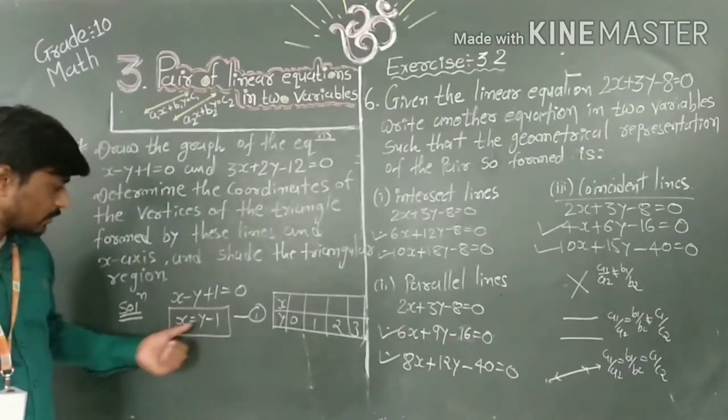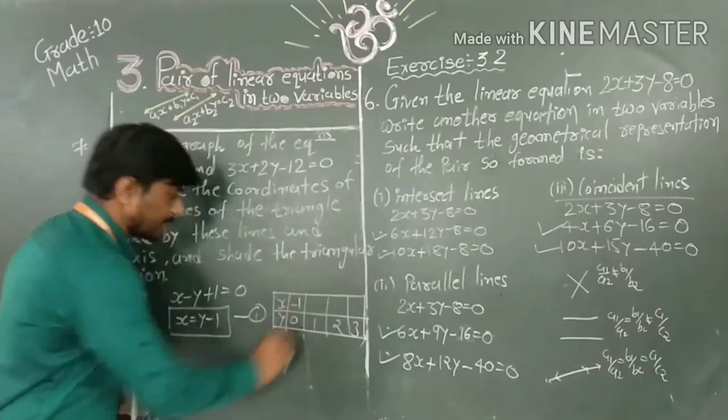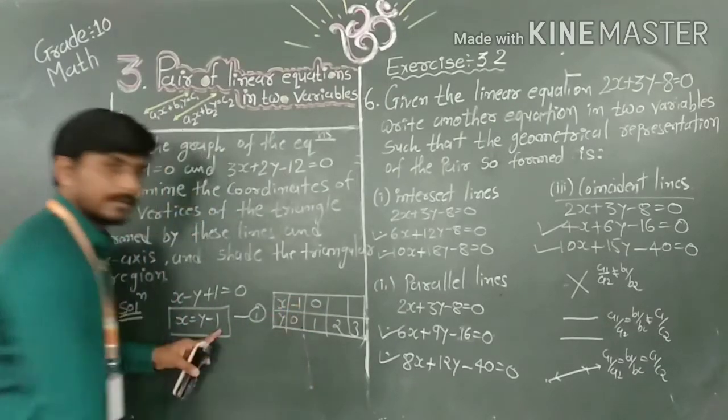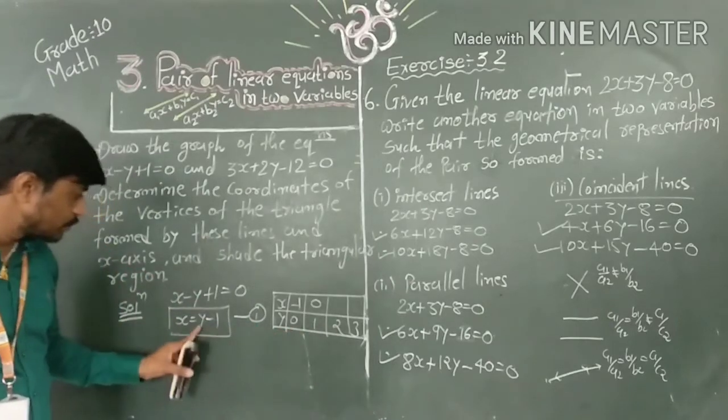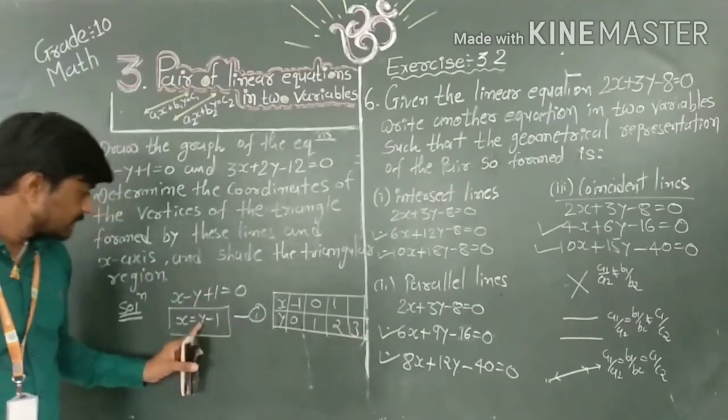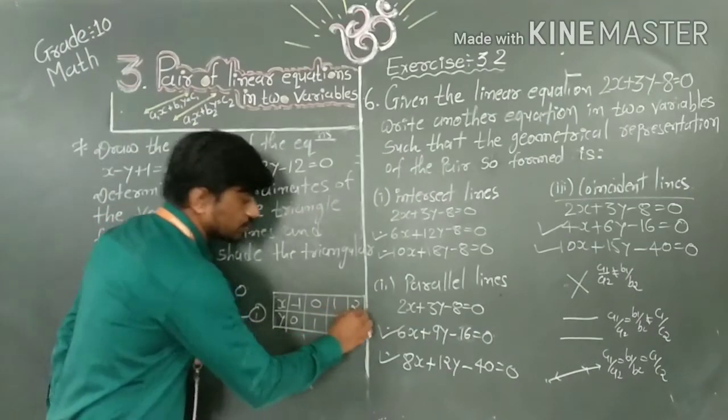If y is equal to 0, x is equal to minus 1. If y is equal to 1, x is equal to 0. Okay? If y is equal to 2, 2 minus 1, that means 1. If y is equal to 3, 3 minus 1, that means 2.